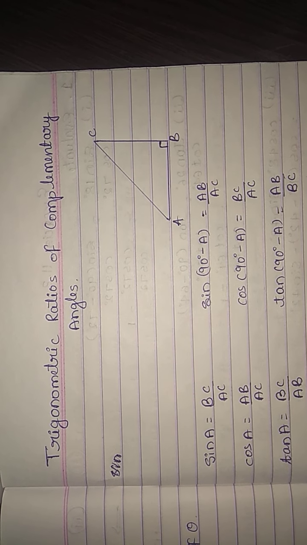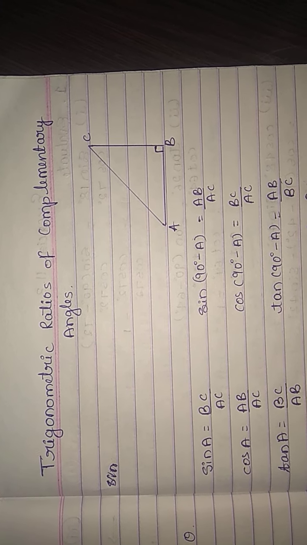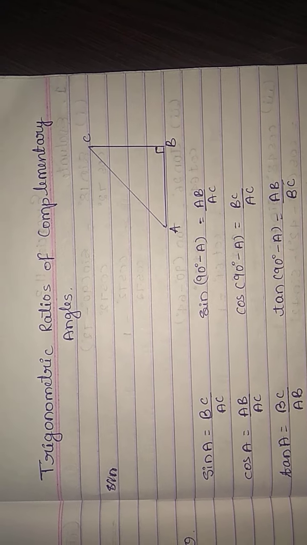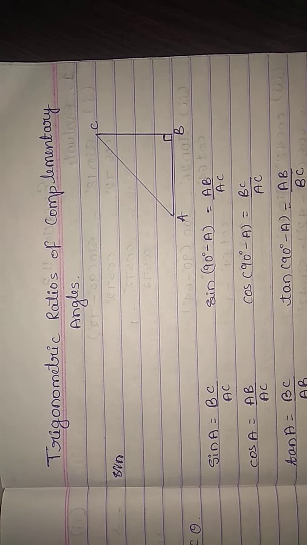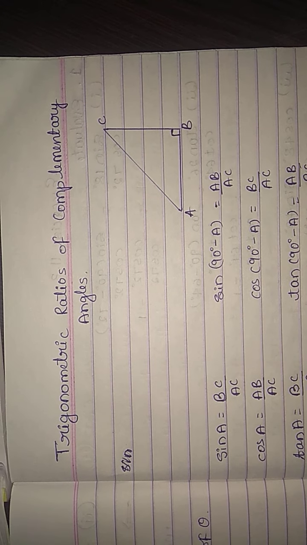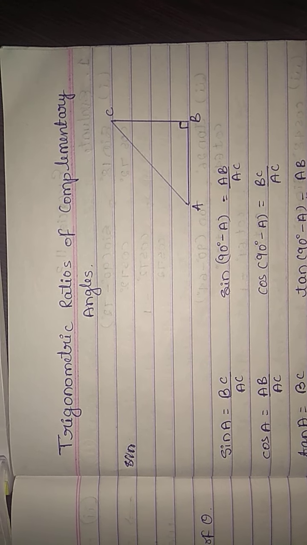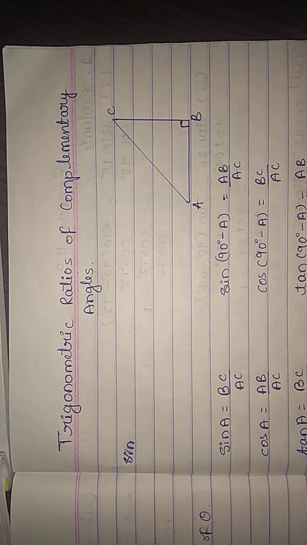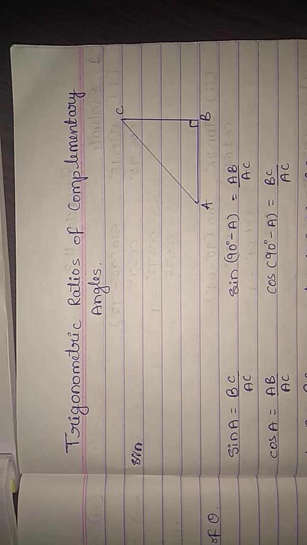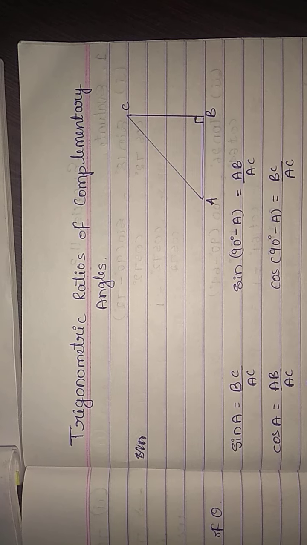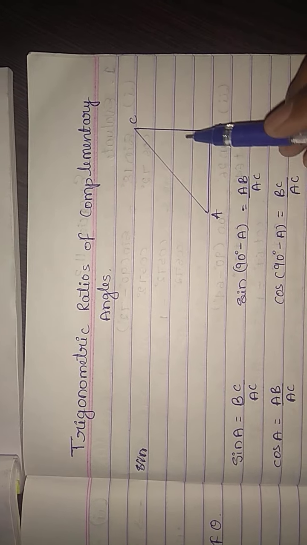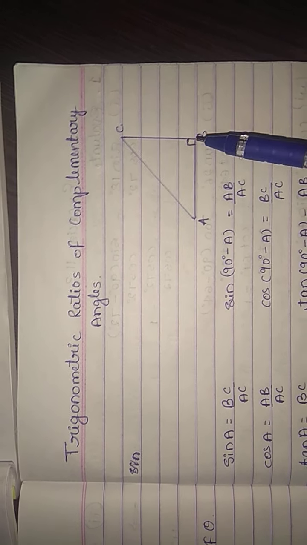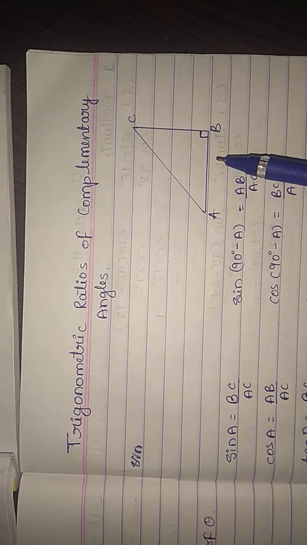You must understand the meaning of complementary angles. The definition of complementary angles says that two angles are complementary to each other if their sum is equal to 90 degrees. Now consider the right angle triangle. Can you find the complementary angles of this triangle?